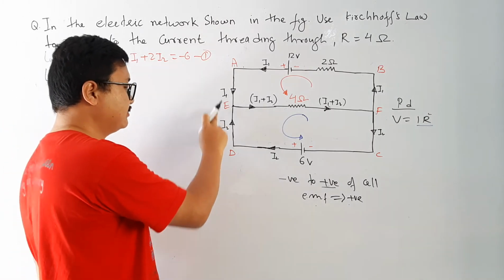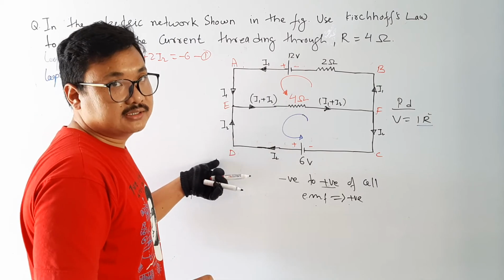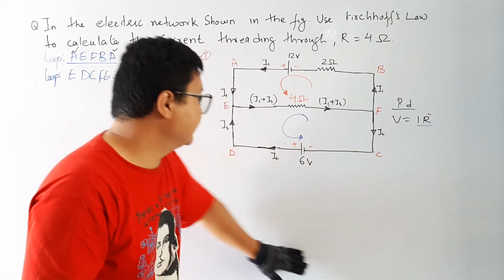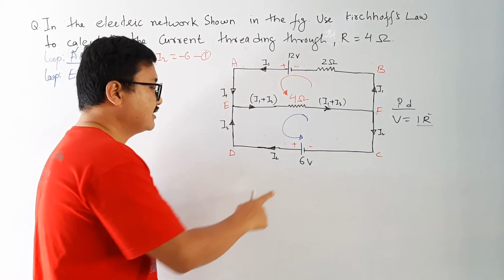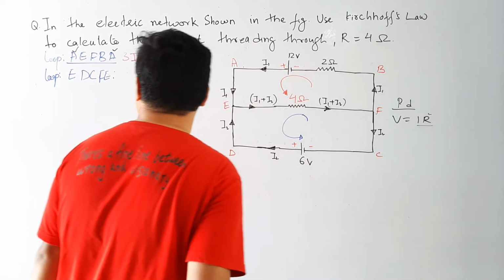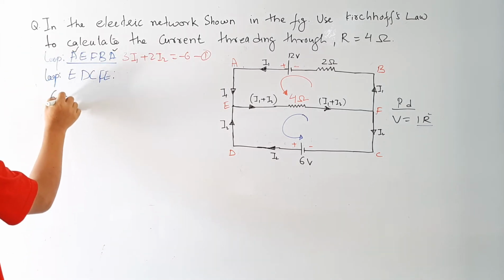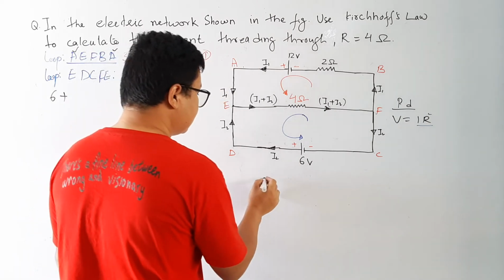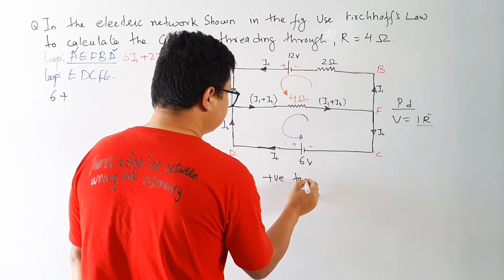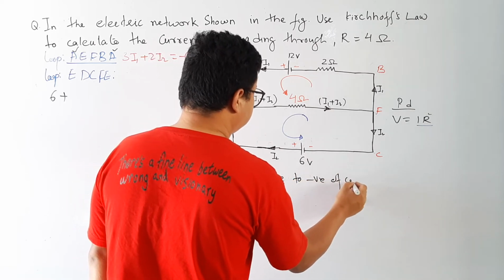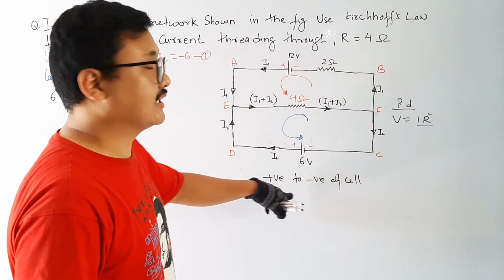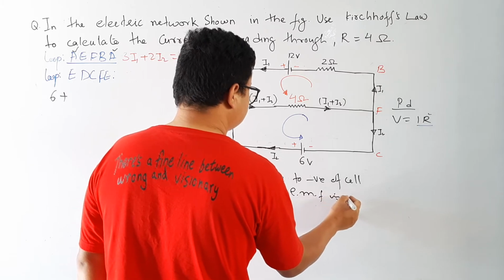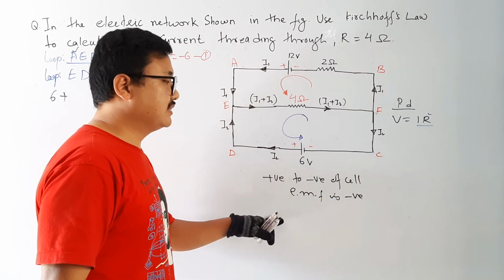Now, whenever I go from E to D, there is no EMF, no cells, no resistance, no potential drop. Now I go from D to C. Whenever I go from D to C, I get what? 6 volt EMF. So I have to write the 6 and a sign. Again, I have to see the sign convention, and the sign convention says if we move from positive to negative of the cell, the EMF is negative. This is the sign convention for EMF.